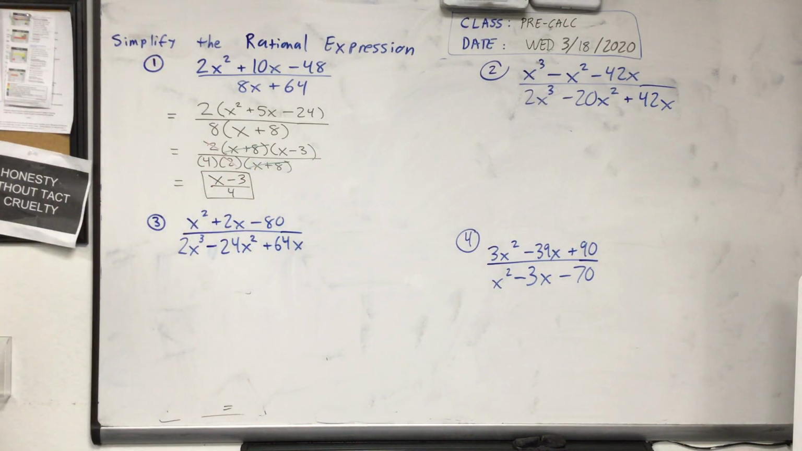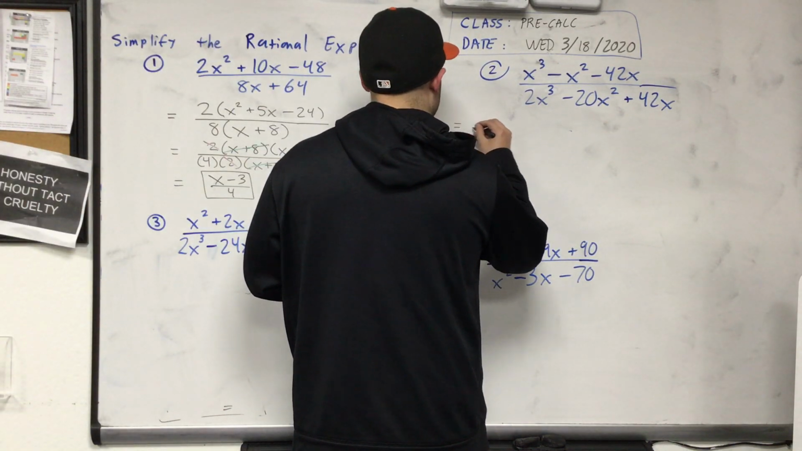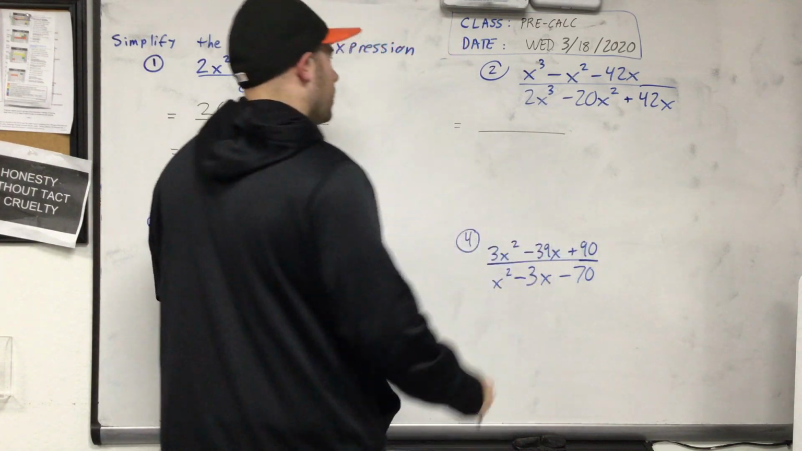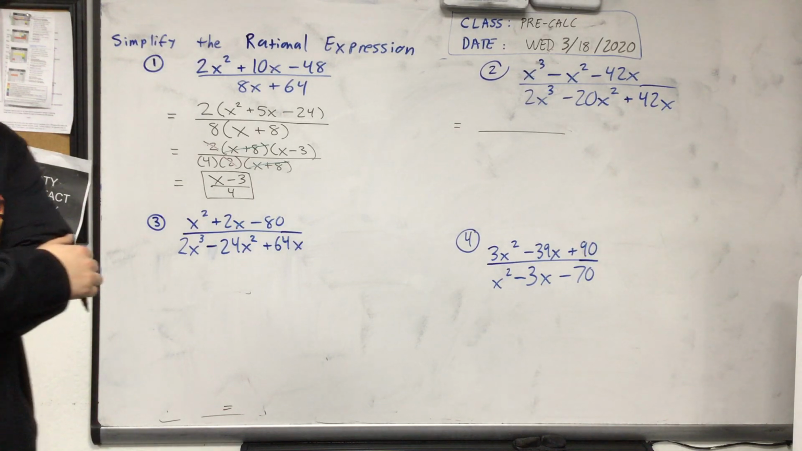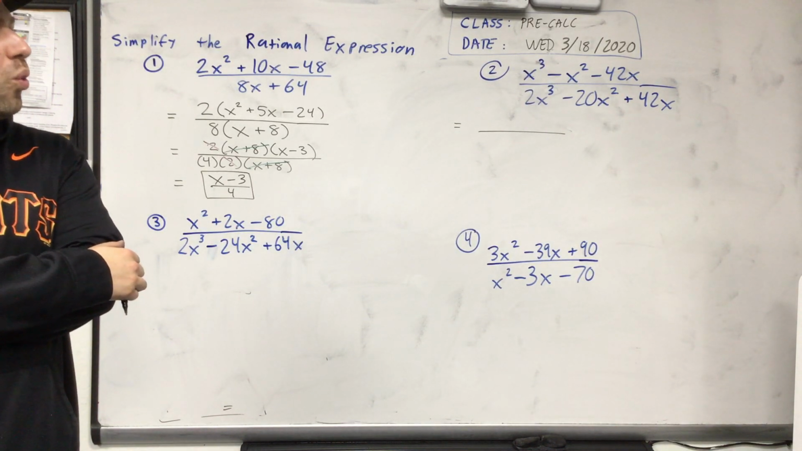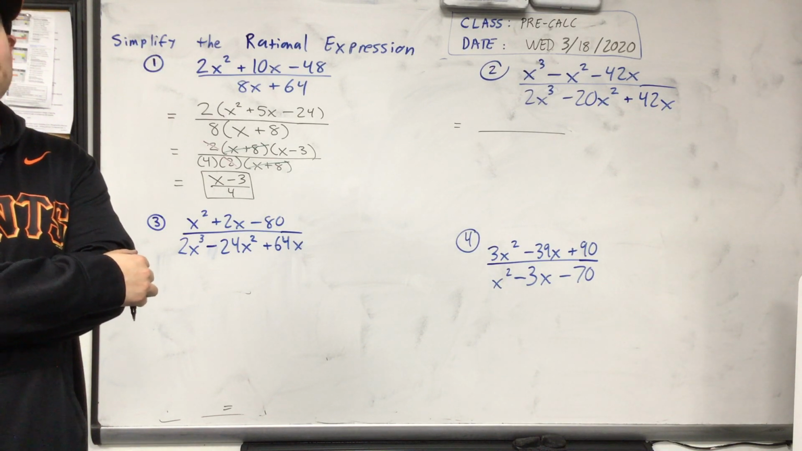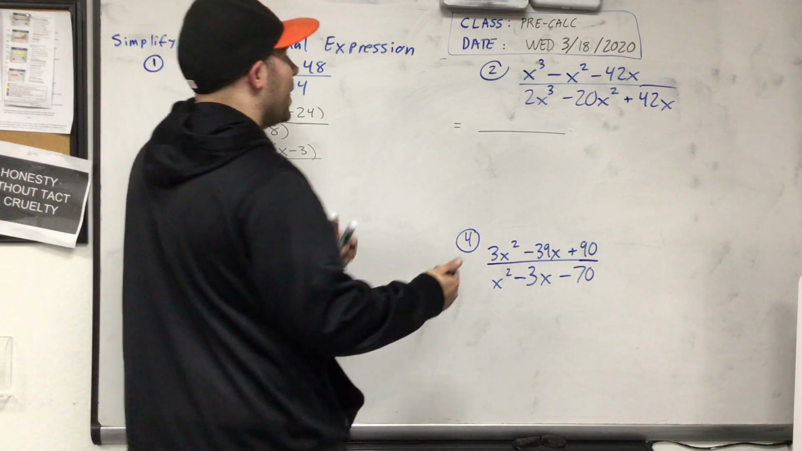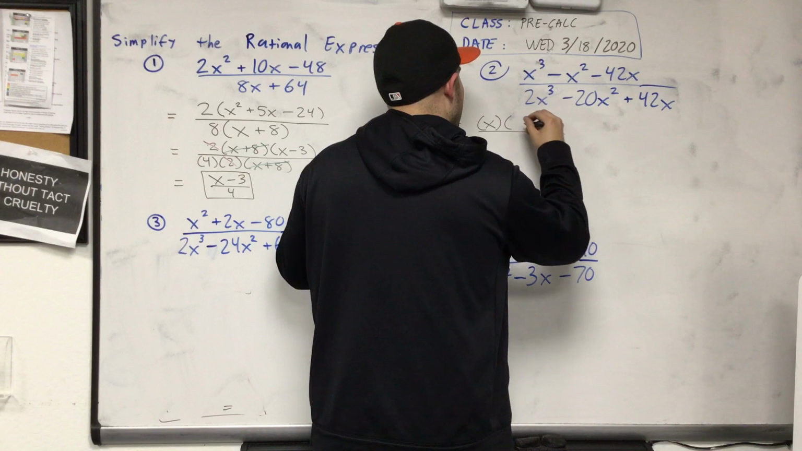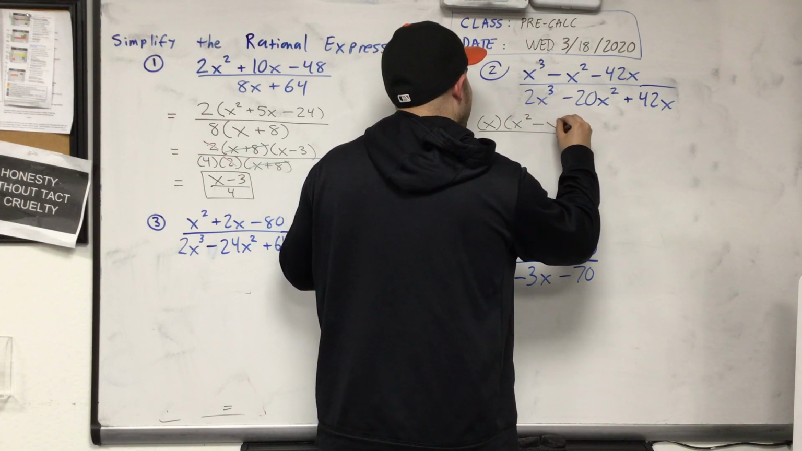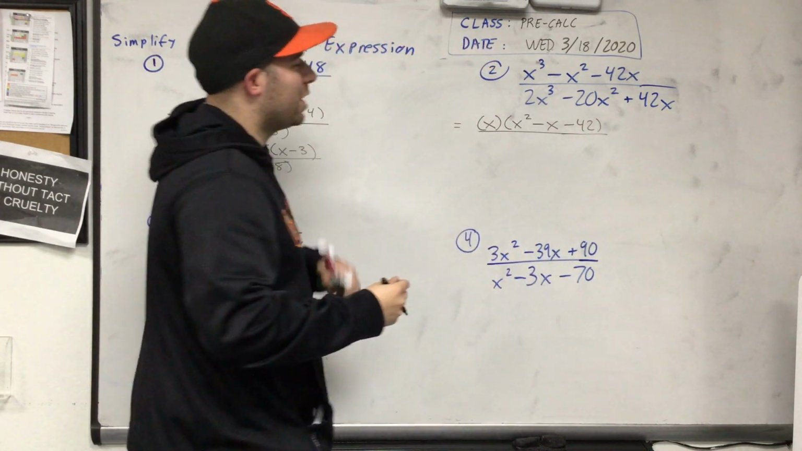Okay. Moving on to problem number 2. I look at the top. x cubed minus x squared minus 42x. Can I factor a number out? Nothing besides 1, but notice that all three terms have a variable x. So the GCF is in fact x. So let's factor out x, leaving me with x squared minus x minus 42. All that over, well, now let's take a look at the bottom.